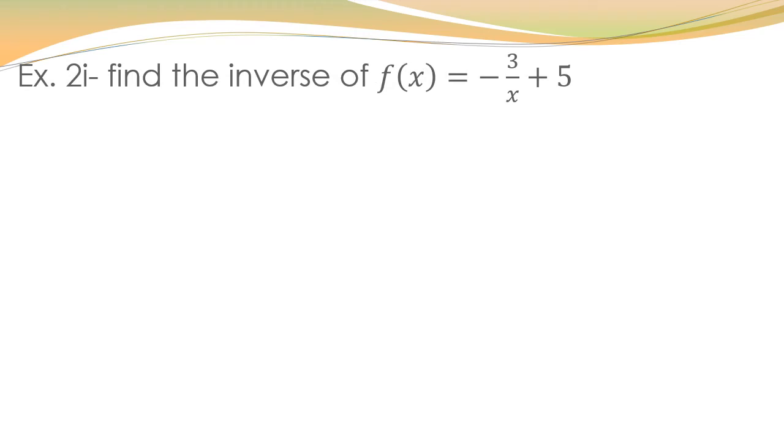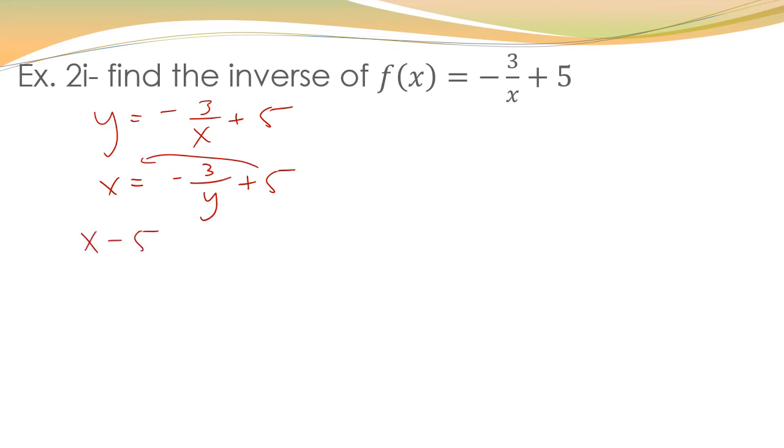This is weird. This has got an x on the bottom. This is like our reciprocal function, right? Same process though. y equals negative 3 over x plus 5. Swap x and y. Bring over that 5. x minus 5 equals negative 3 over y.